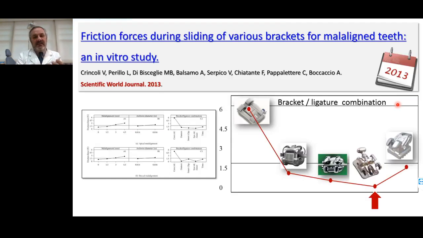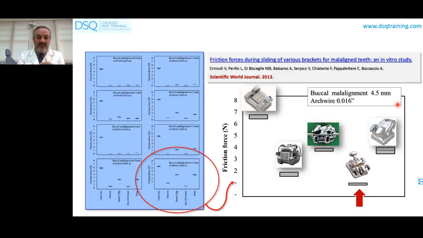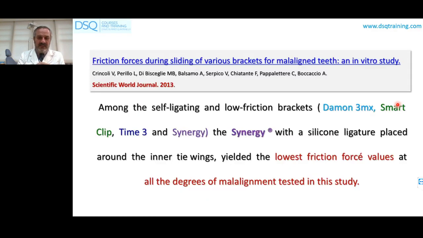Another very interesting article, 2013, in the prestigious journal The Scientific World Journal, from Dr. Perillo from Italy, demonstrates the advantages of the Synergy with respect to low friction and the diminishing of the friction in different situations. The Synergy with silicone ligature, the special ligature to diminish the friction even more, presented the lowest friction values at all degrees of malalignment tested in this study.